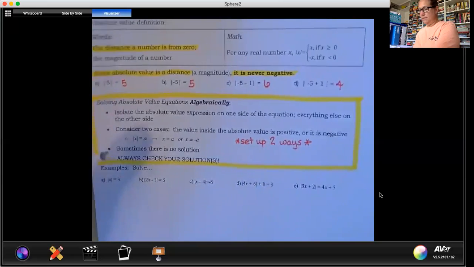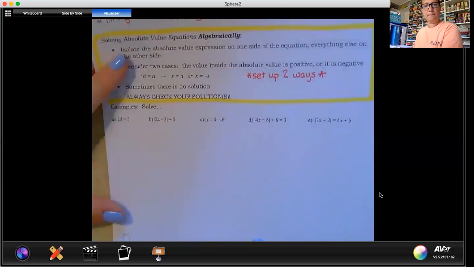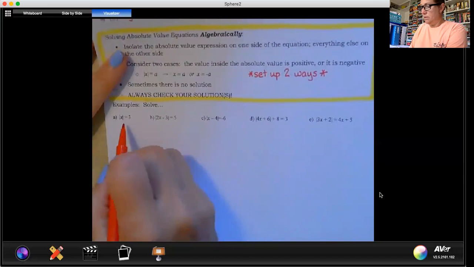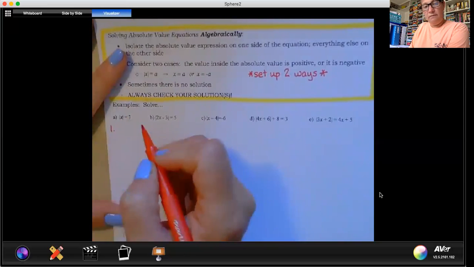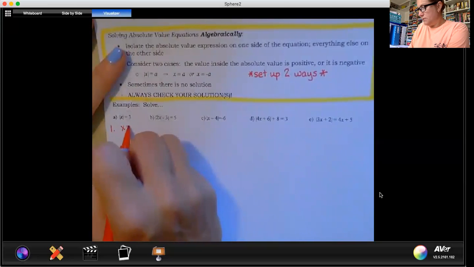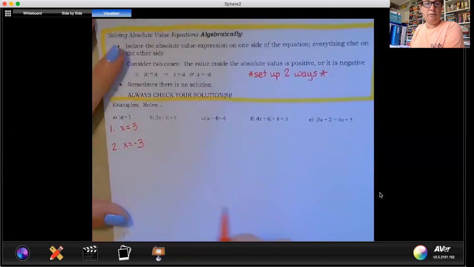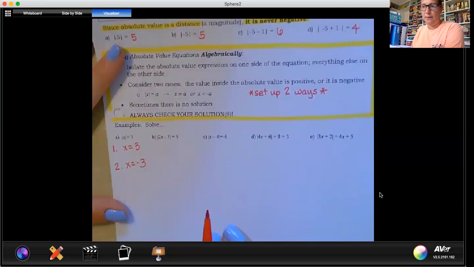So I'm going to do a few of these, and then I'm going to let you pause your video and work on a few of these, and then we will look at the next section. So the absolute value of x is equal to 3. The first way, remove the bars. The second way, remove the bars, make the number on the other side negative. Now, because this is just x equals 3, that's all you have to do for that one.